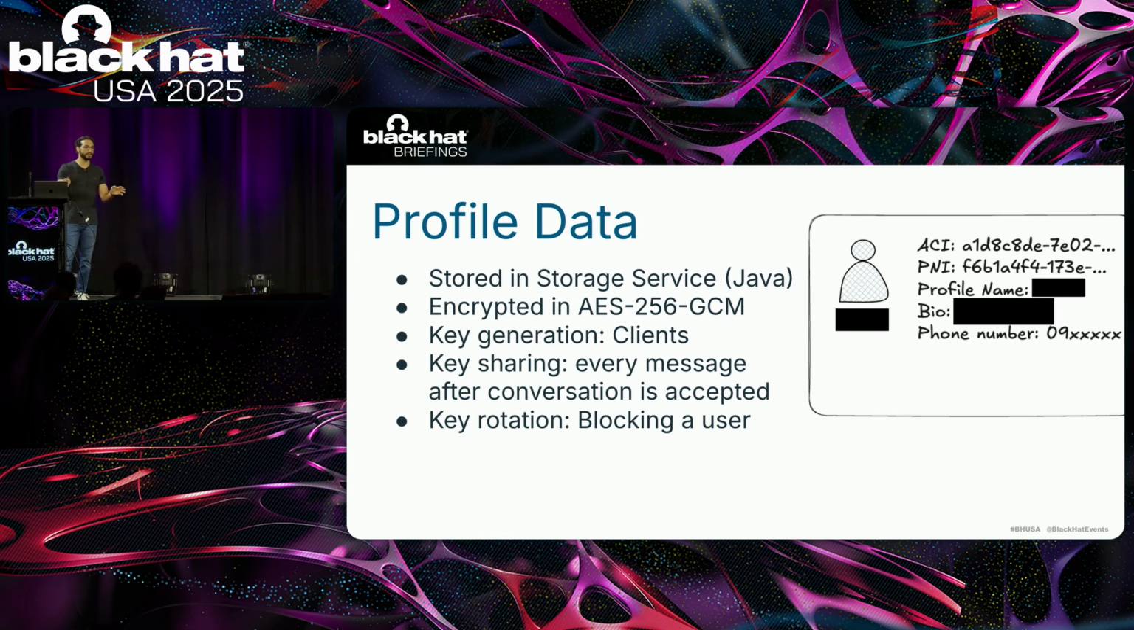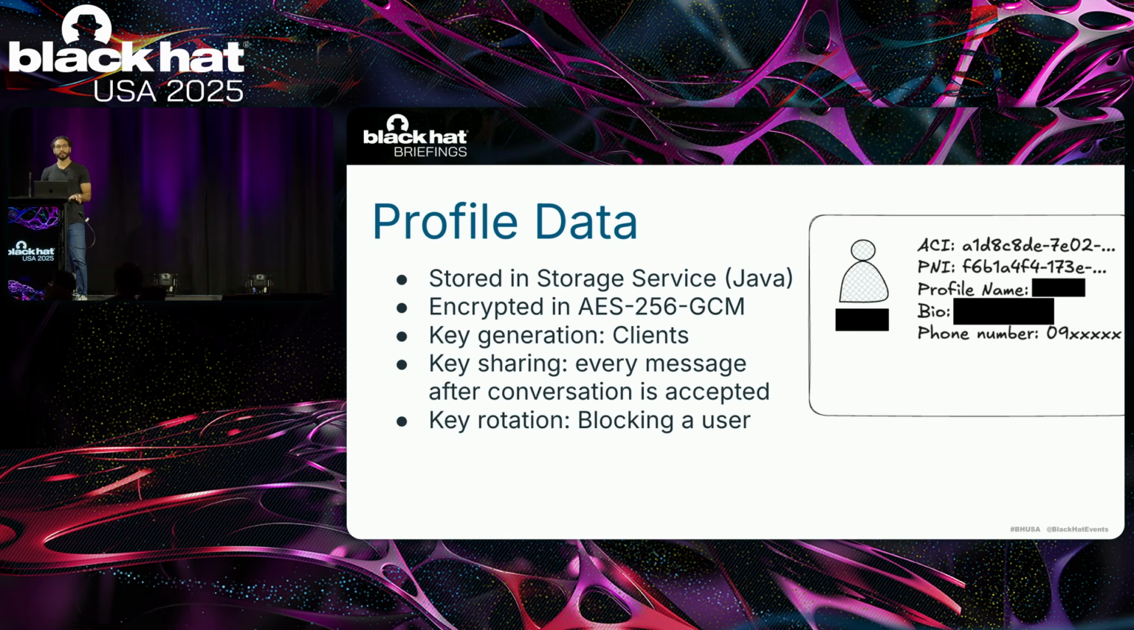The data is sent to the server encrypted with that key, and the encryption is AES-256 in GCM mode. And the keys are only shared when you start a conversation with someone. And if someone starts a conversation with you, the key is only shared once you accept that conversation, so once you reply to that person. I tried different ways to leak the key and different techniques. I actually couldn't, and that was the first part of the review.